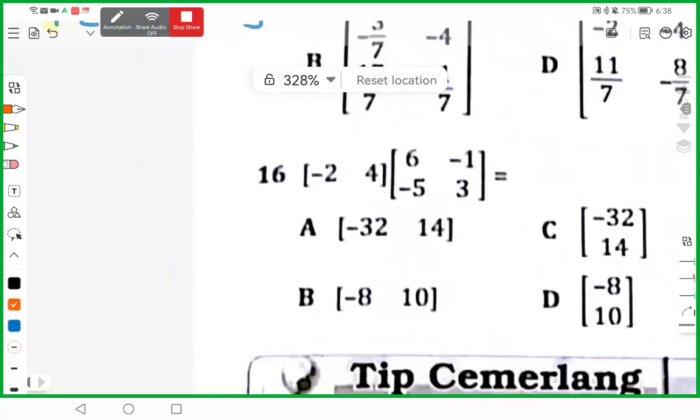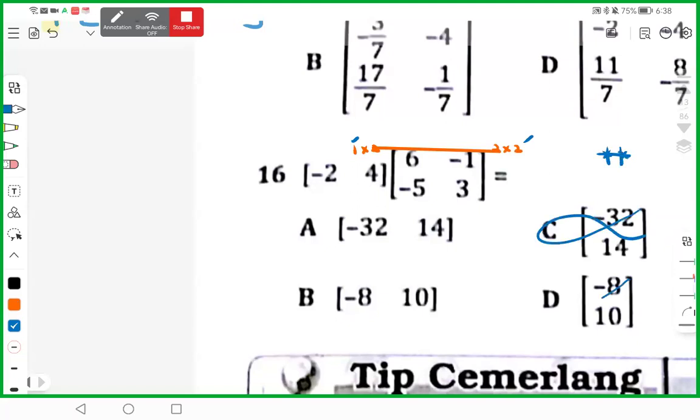How we decide? 16. Normal operation or is multiplication? Multiplication, right? Very good. Okay, it's multiplication because there is no symbol in between. So first we check the order first. Then we can use cancellation method, right? 1 times 2. 2 times 2 can multiply. So the new output will be 1 row, 2 column. 1 row, 2 column. So the arrangement is like this, horizontal.